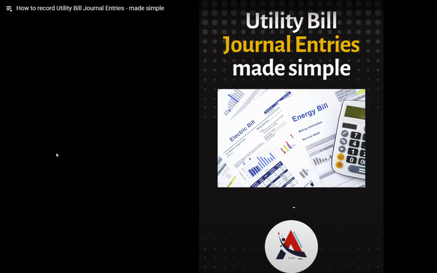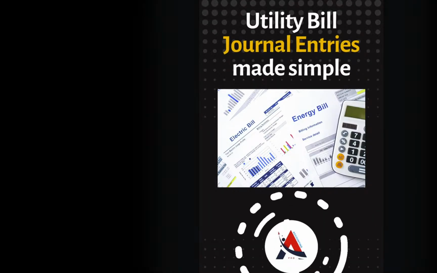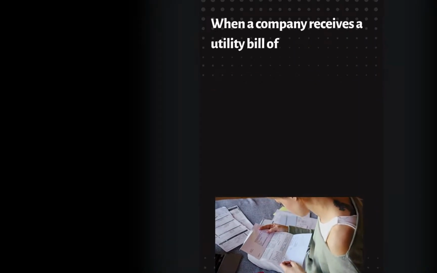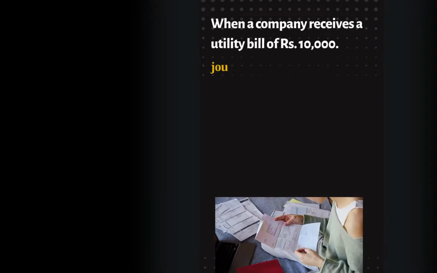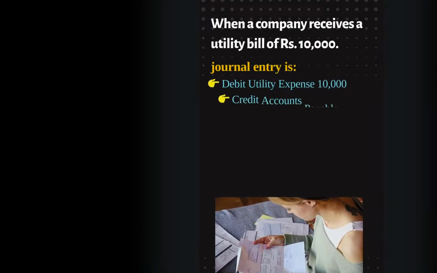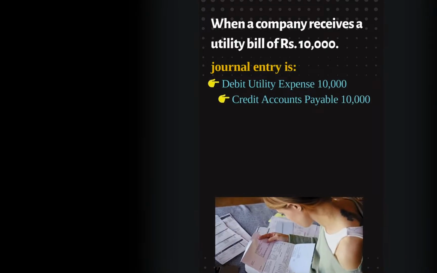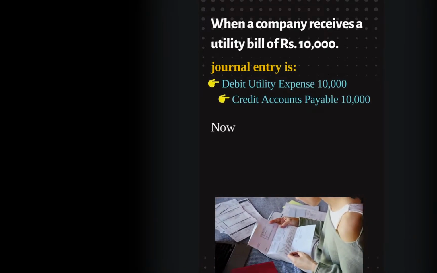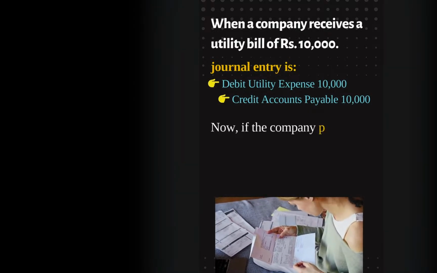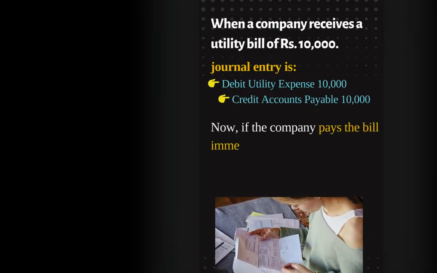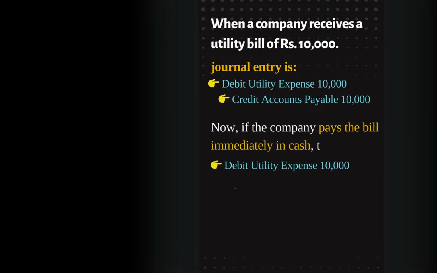In this video, we'll show you how to record a utility bill journal entry in accounting. When a company receives a utility bill of 10,000 rupees, the journal entry is debit utility expense 10,000, credit accounts payable 10,000. Now, if the company pays the bill immediately in cash, the entry is debit utility expense 10,000, credit cash 10,000.